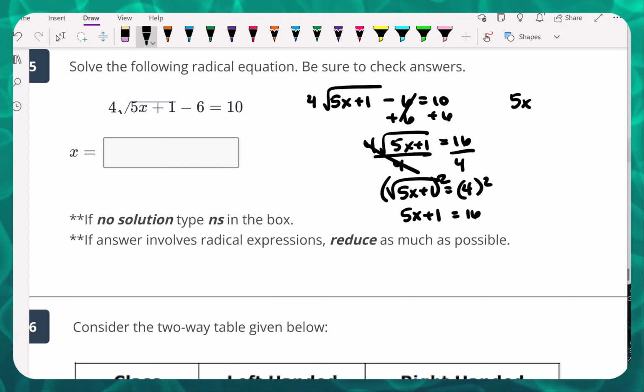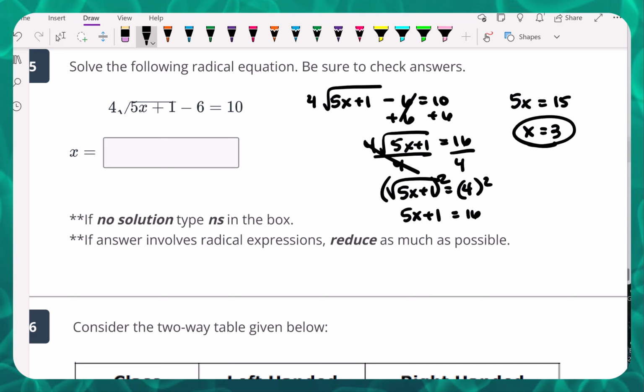I'm going to continue up here. If I subtract 1 from both sides, I get 15. Divided by 5, I get 3. You should check your answer, but if you plug a 3 in there, it will work. So that is your answer.